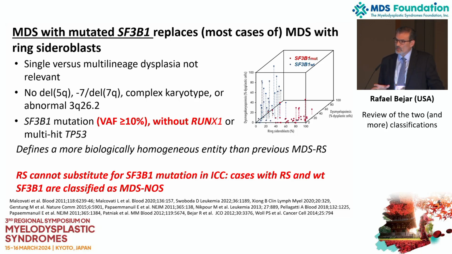The ICC does require a VAF of 10% or greater, and also requires that patients not have a RUNX1 mutation or multi-hit TP53 to be in this group. And this is a more biologically homogeneous entity than the previous category of MDS-RS, and in the ICC at least, the ring sideroblasts don't play a role in assigning a patient into this group.